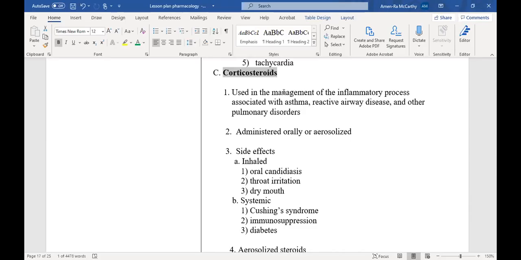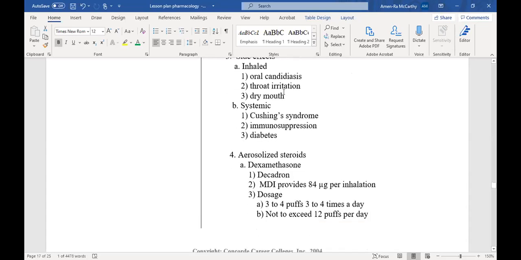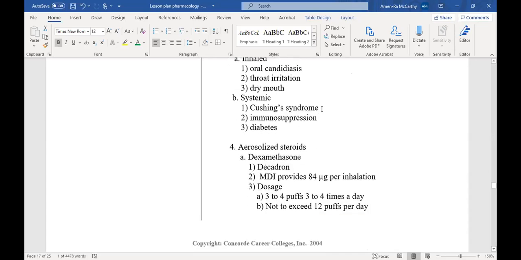And then dry mouth. Okay, now that's the inhaled. Systemic is the one where you take the pill. Systemic means by mouth, right? You took a pill or IV or whatever. The systemic side effects of corticosteroids are Cushing's syndrome. And I forgot what all that is, but don't worry, just know it's Cushing's syndrome. Also, immunosuppression and diabetes. Cushing's syndrome, immunosuppression, and diabetes.